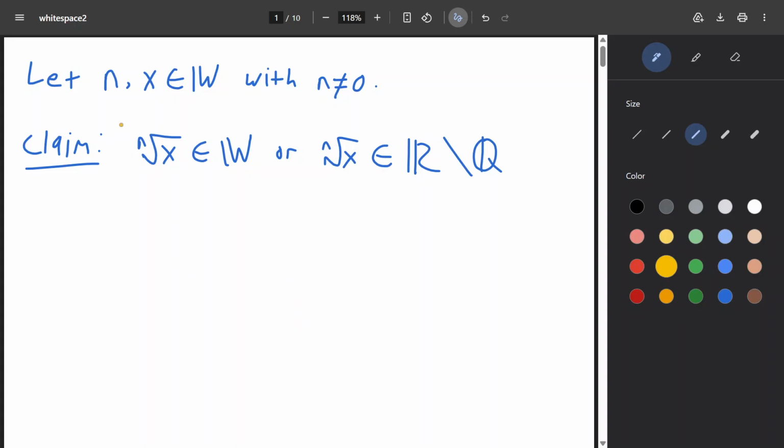Today I want to show you that if n and x are whole numbers with n not equal to 0, then the nth root of x must also be a whole number or irrational. So what do I mean by that?